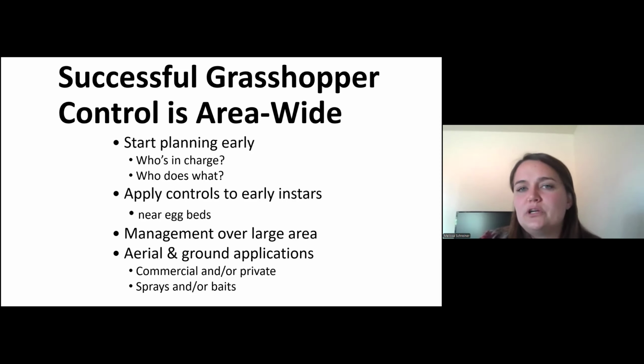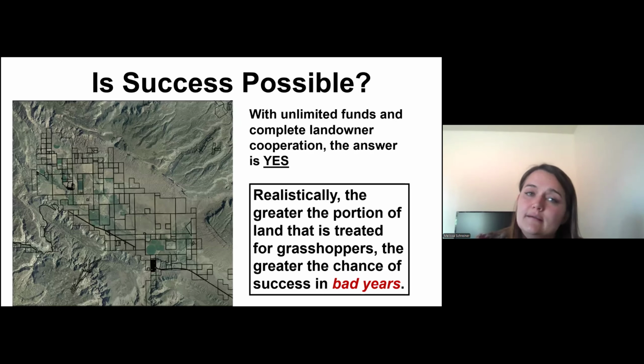Success of grasshopper control is really area wide. So start planning early, dictate who is in charge, apply these controls at the right time to suppress this biology, especially if we're using the best tools in the book, IGRs or Dimilin, something that's going to stop that growth process in that hopper population, and looking into the other details of making applications with pesticides. But success, we have very particular examples that this can be successful, but with unlimited funds and complete landowner cooperation.